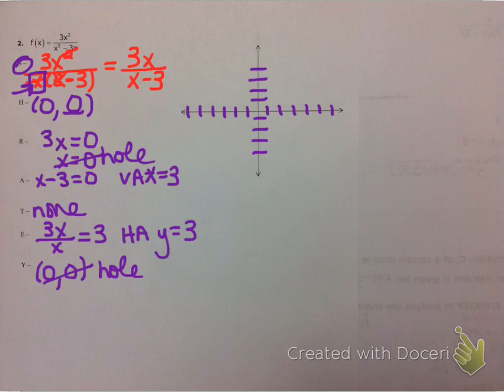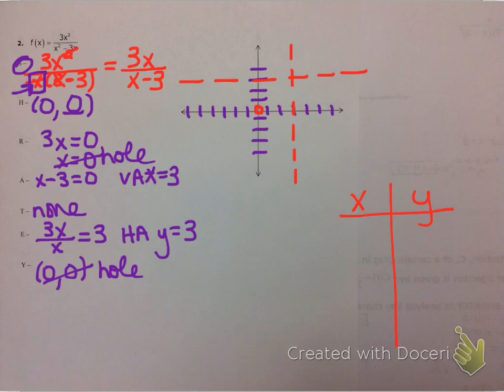Okay, so I have my hole here at (0, 0), and I have my vertical asymptote at 3, and I have my horizontal asymptote at 3. Okay, so you need to do a table of values. You're going to pause, and you're going to do a table of values.